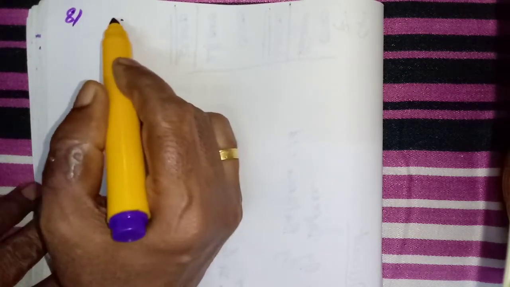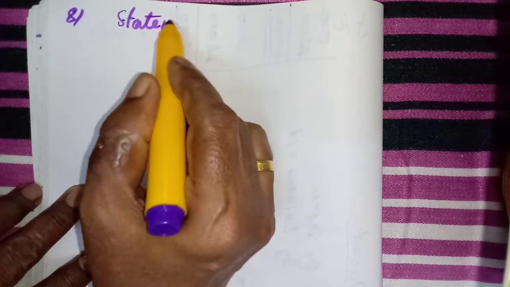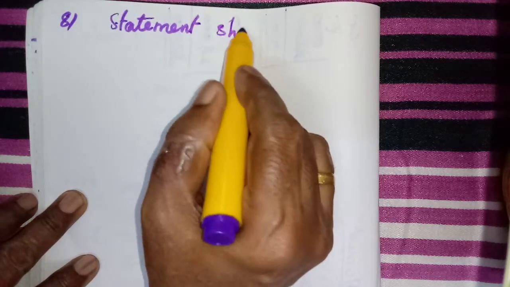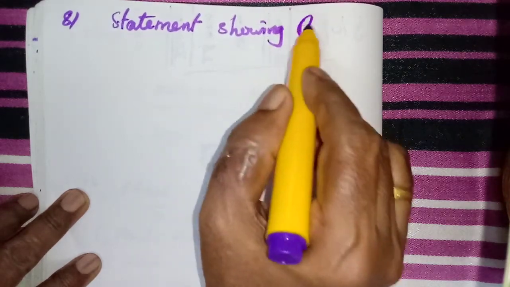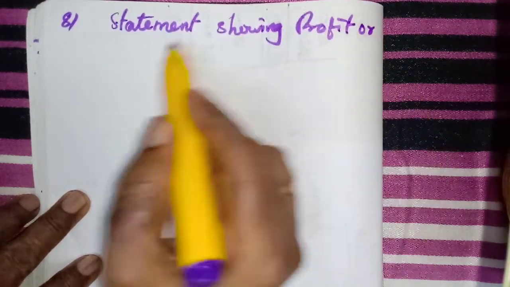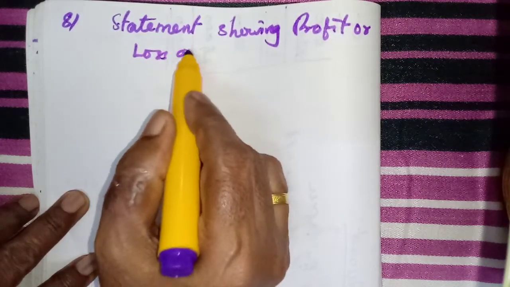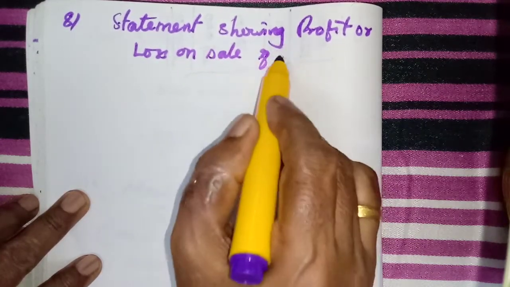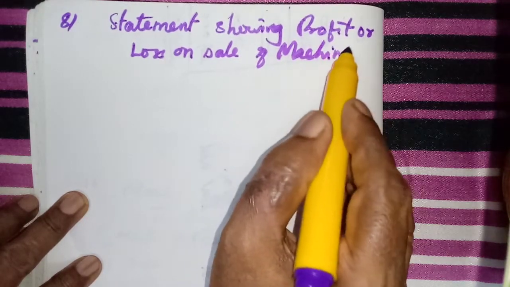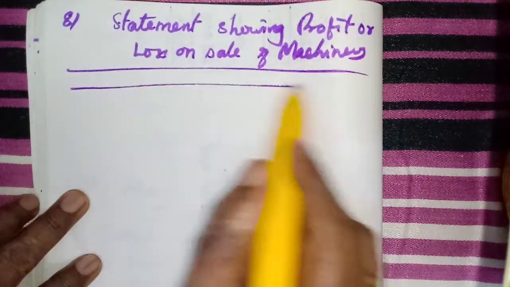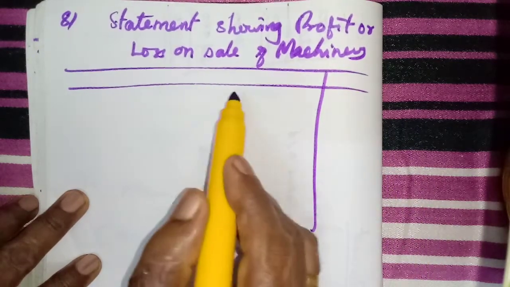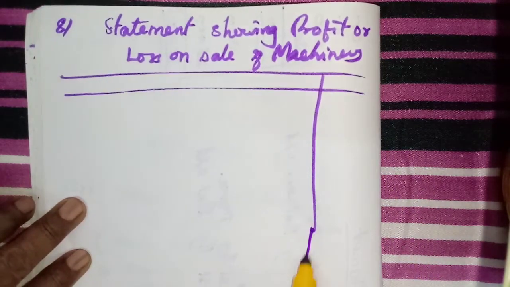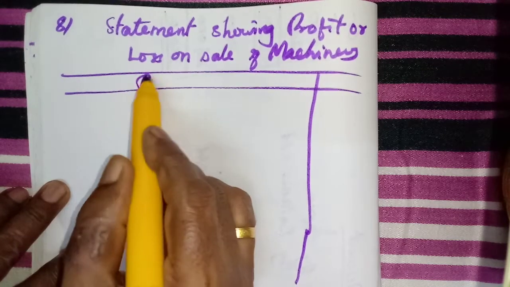So, a statement showing profit or loss on sale of machinery. First write the question number. Then statement showing profit or loss on sale of machinery. Prepare the statement with one amount column. Amount column is enough. Particulars, rupees.